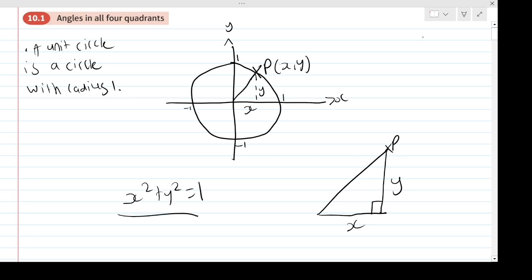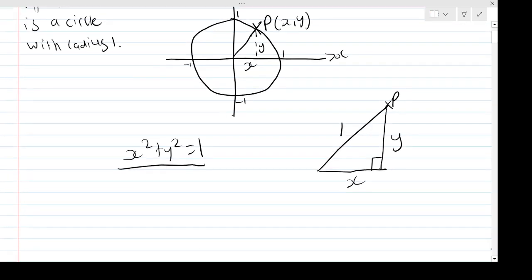Now again, the radius is 1, and obviously it has to equal 1. If the radius is 1 and we start from the origin, this length here from O to P is the radius, so that would be 1. So I have this triangle here. And then this would also create an angle theta between the x-axis and our point, which should be there.